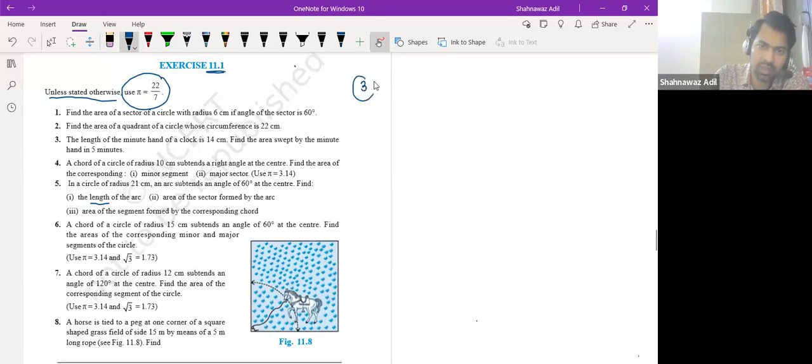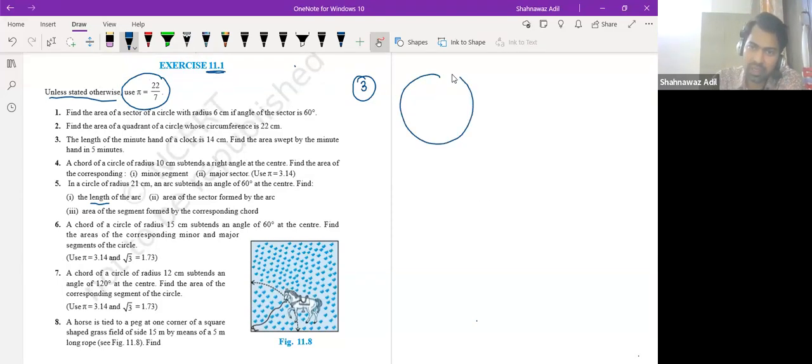Next question, third question. The length of the minute hand. So we have a clock and we have a minute hand, right? So we have this minute hand and this has a length, so that would be the radius, right? So this is 14 centimeter, and we have to find out the area swept by the minute hand in 5 minutes, right? This is 12, this is 3, this is 6, this is 9.